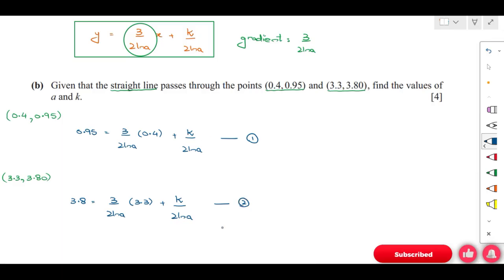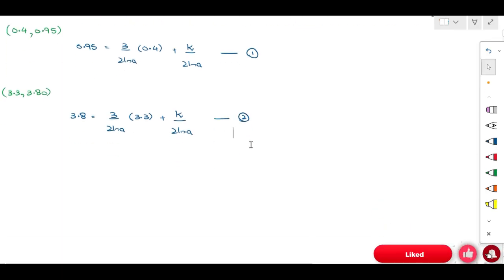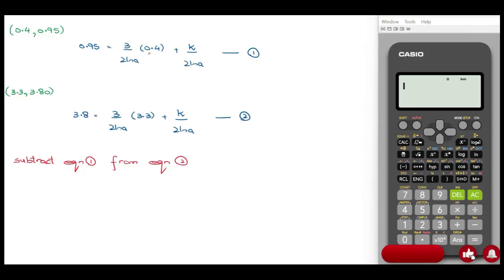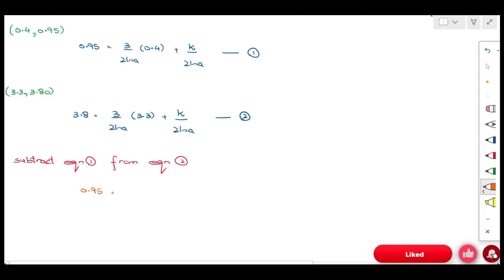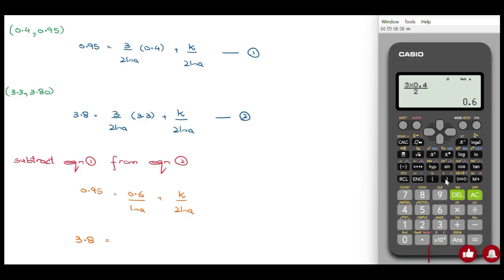Now we have two equations and two unknowns. We can solve these two equations simultaneously by using a method of substitution or elimination. It is better to subtract the two equations. Let me solve 3 by 2 times 0.4. 3 times 0.4 divided by 2 is 3 by 5 or 0.6. So here we have 0.95 equals 0.6 divided by natural log of a plus k divided by 2 natural log of a. And the other equation is 3.8 equals, what is 3 by 2 times 3.3? 3 times 3.3 divided by 2.